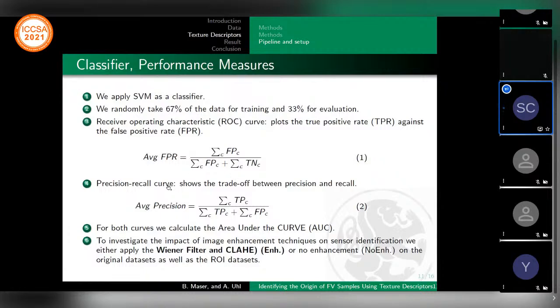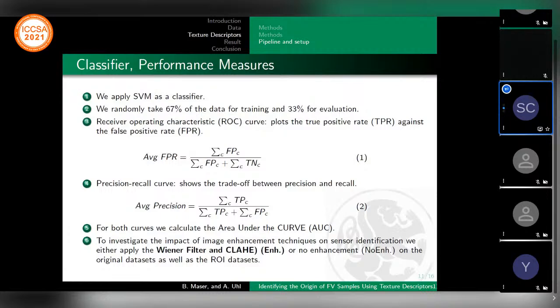Then the next curve is the precision recall curve, and this curve shows the trade-off between precision and recall. And once again, we have the same approach because we have a multi-class classification, not a binary classification. Here is the formula. And as performance measures, we have 2. We just calculate the area under the curve for the precision recall curve and also for the ROC curve.